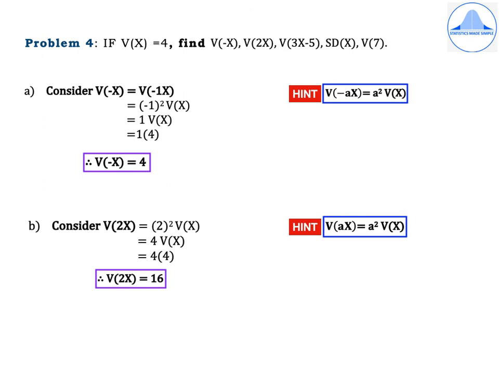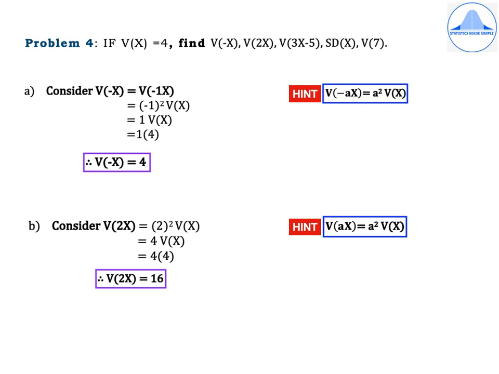Problem 4. If variance of x is equal to 4, find variance of minus x, variance of 2x, variance of 3x minus 5, SD of x, and variance of 7. So let's start with the first subdivision. Consider variance of minus x. So write this as variance of minus 1x and use the hint given at the side. This is equal to minus 1 square V of x, which is 1 into V of x, or 1 into 4. Therefore, variance of minus x is equal to 4.